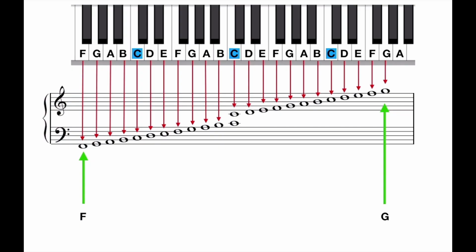Okay, so these are all the notes that we've now learned on the stave. The very top of the right-hand stave, the treble clef stave, is that high G, and the very bottom of the left-hand stave, the bass clef, is an F. But what happens when we want to play notes that are above or below these two? Well, to do that, we would need to use ledger lines.